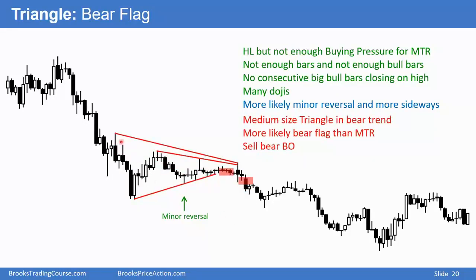Different ways to draw a triangle. Reversal down, reversal down, reversal down. Or first reversal down here, down, down. Three reversals up, 1, 2, and 3. Different ways to draw it, doesn't matter.